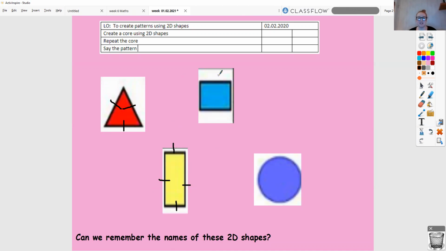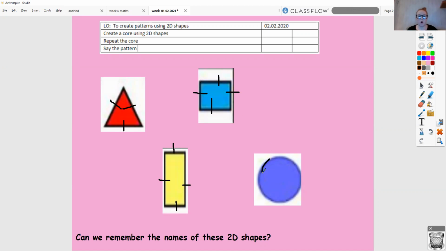Fantastic. How many sides does this shape have? 1, 2, 3, 4. Are they all straight? Yes. 4 straight sides. Are they all equal? Yes. So 4 straight equal sides. What shape is this? It's got 4 straight equal sides. This is a square.